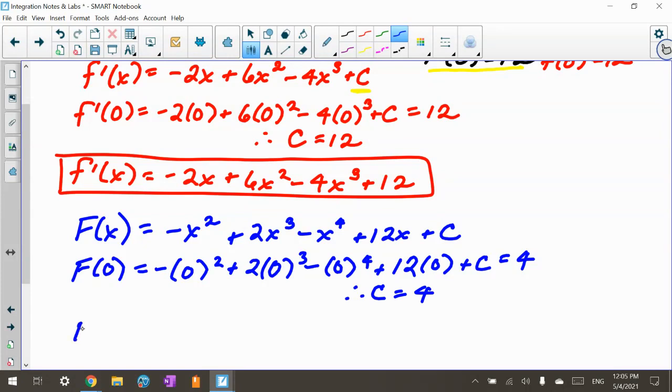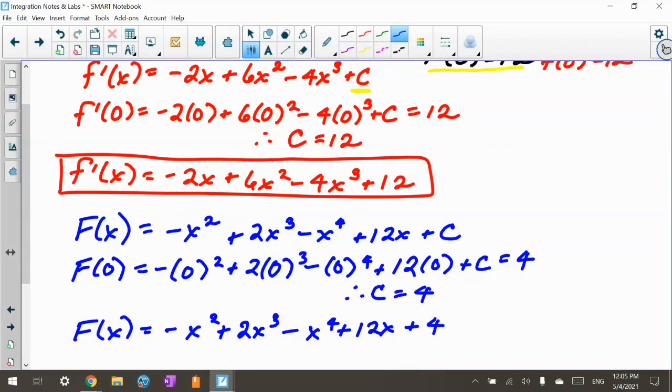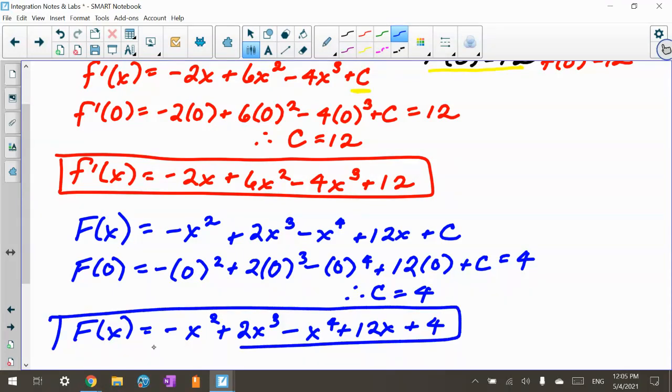So now I know f of x, my original function, is going to be negative x squared plus 2x cubed minus x to the fourth plus 12x plus 4. And that is our original function. So this is all that I did in practice in class. If you need to see this, I'm giving you the odds to work on. So go ahead and start from the beginning and practice the antiderivatives. And I hope this helped you.